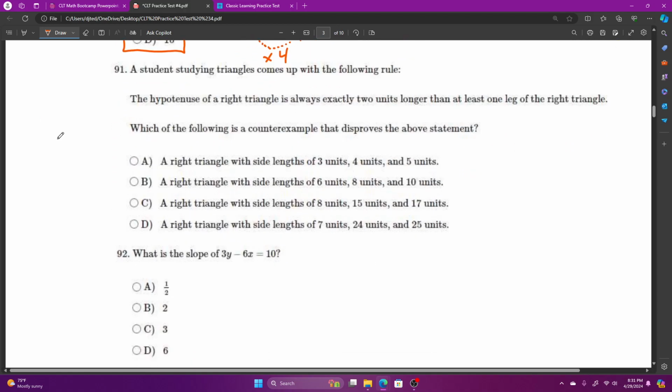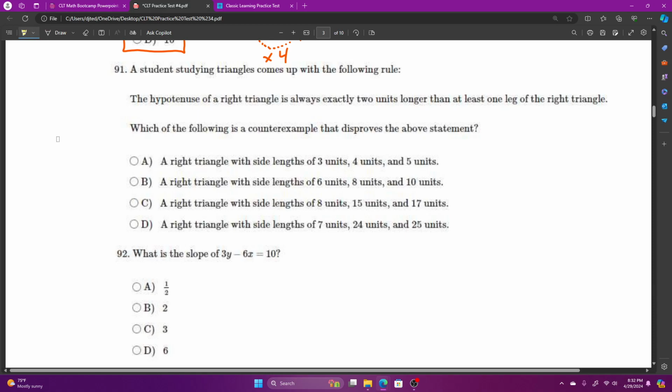And continuing on to question number 91. A student studying triangles comes up with the following rule. The hypotenuse of a right triangle is always exactly 2 integers longer than at least one leg of the right triangle. Which of the following is a counterexample that disproves the above statement?